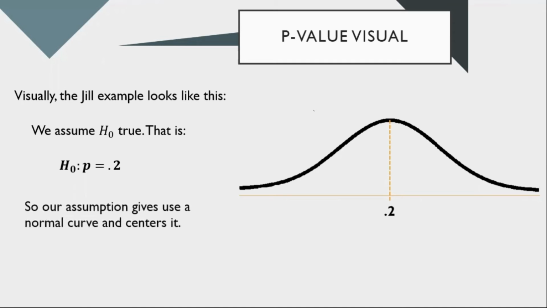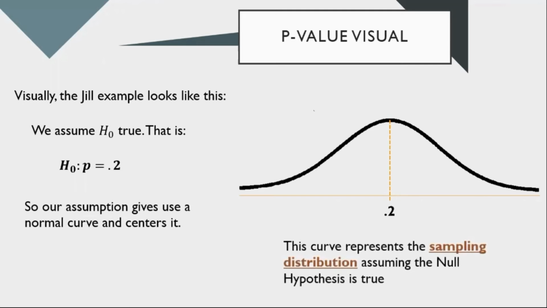So our assumption gives us this normal curve and tells us where it's centered. This curve is representing the sampling distribution under the assumption that the null hypothesis is true. So this sort of curve will come into existence, right? Our sampling distribution will happen no matter what type of experiment we're doing. This often is in reference to taking a sample, right? So if we're doing a survey, the random behavior there is picking the people that you send the survey out to.